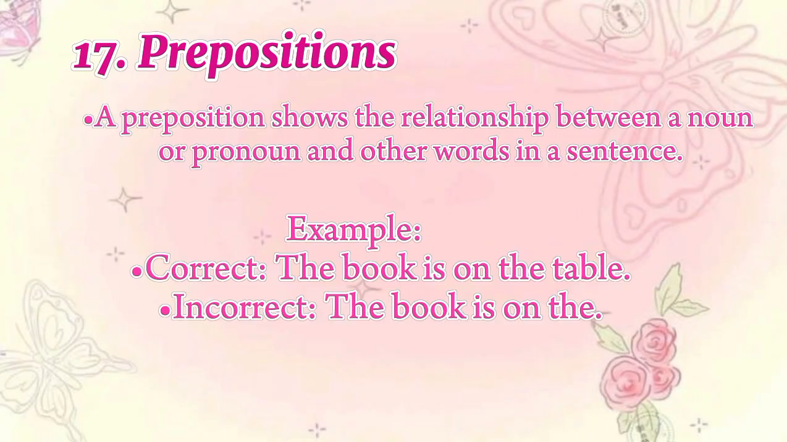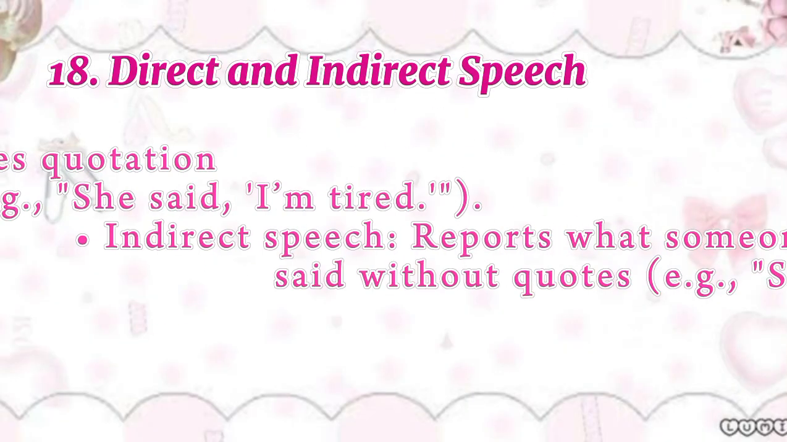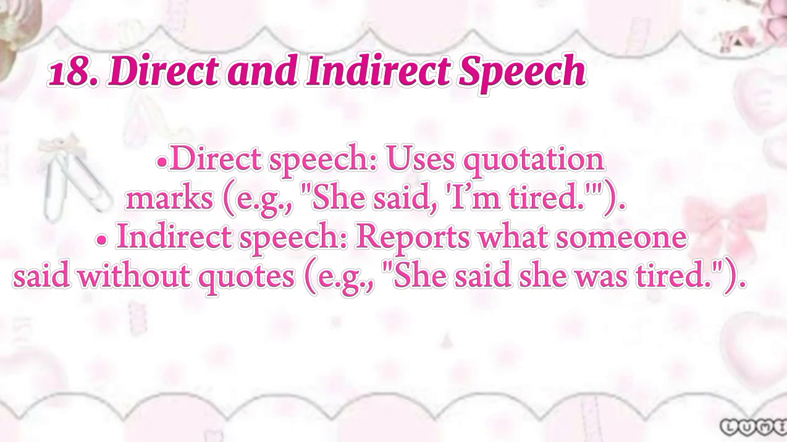The 18th rule is the direct and indirect speech. The direct speech uses quotation marks. Example, she said, I'm tired. Indirect speech reports what someone said without quotes. Example, she said she was tired.